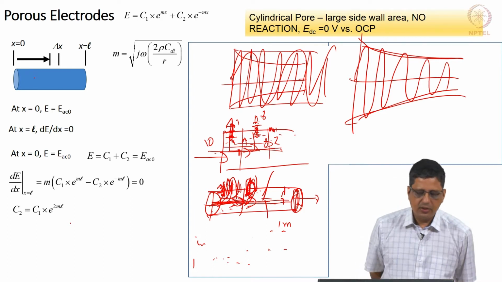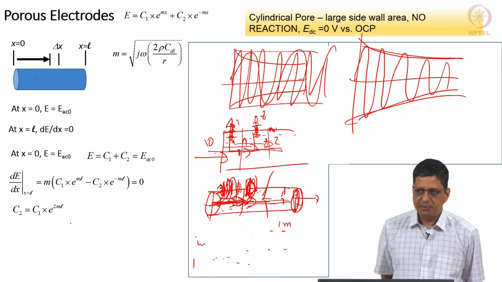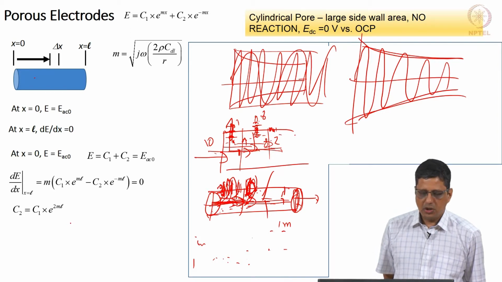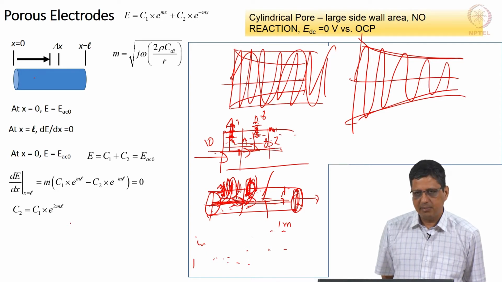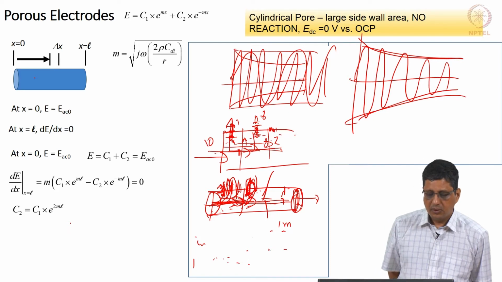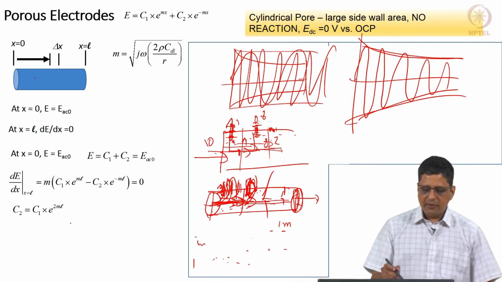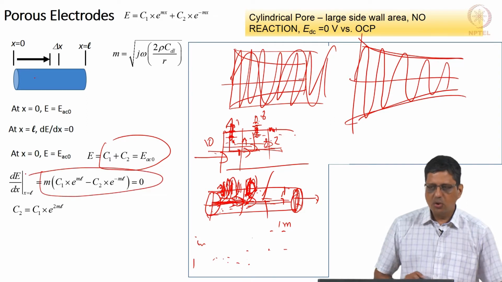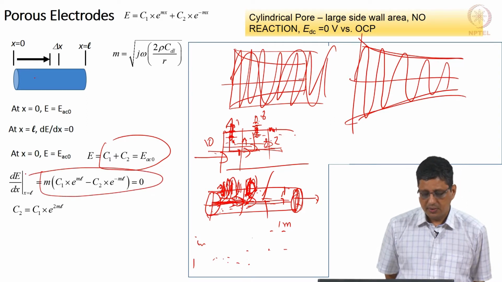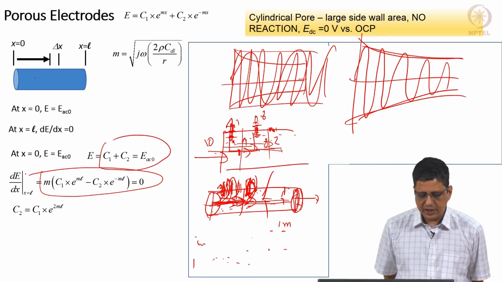Second boundary condition, you take the derivative and then substitute x equal to L. So, we are going to get m C1 e power ml, then minus m C2 e power minus ml. So, we have two equations and two unknowns, C1 and C2. The second equation tells us the relationship between C2 and C1. Substitute it into the first equation.